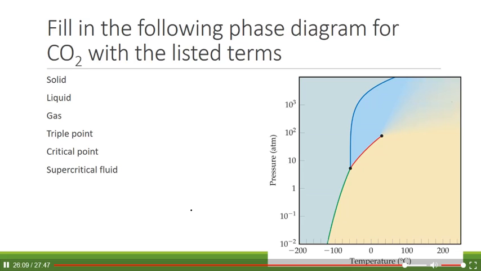Okay. So first, our solid is going to be the most condensed phase of matter, so it's going to be this one over here. And then our gas is going to be the least condensed phase of matter at the highest temperature, so this one right here. And then our liquid's going to be in between. Our triple point is where all three phases exist, so right there.